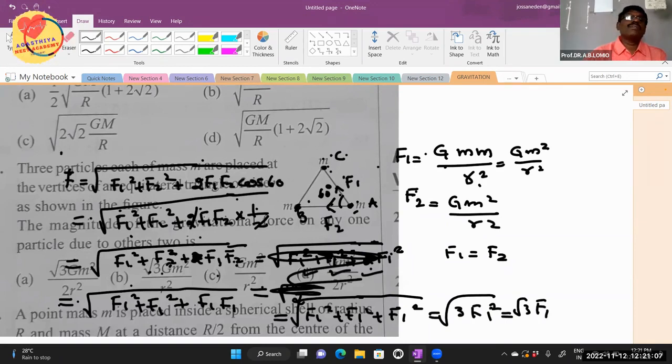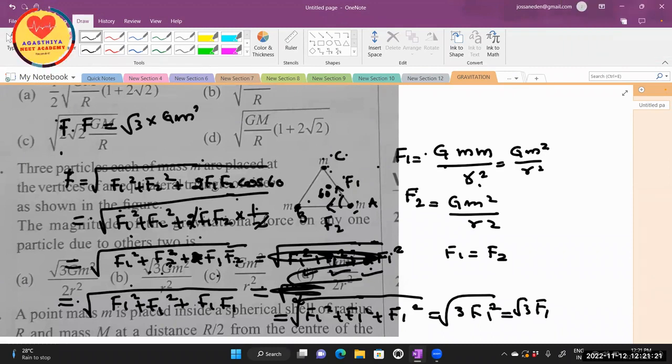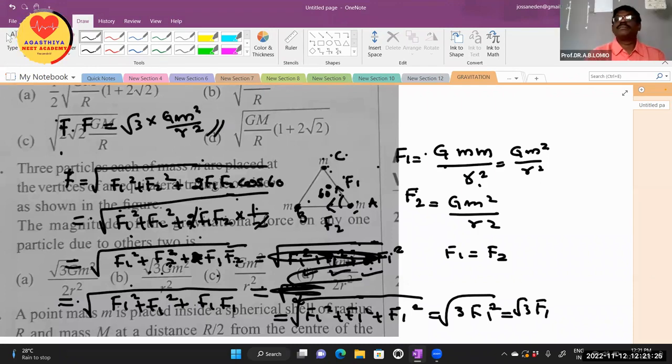Now calculate F1. What has F1 come to? Root 3 we have found out already, times capital G M squared divided by R squared. That's all. Answer B. Okay, sir.